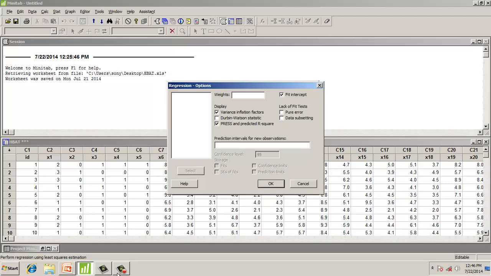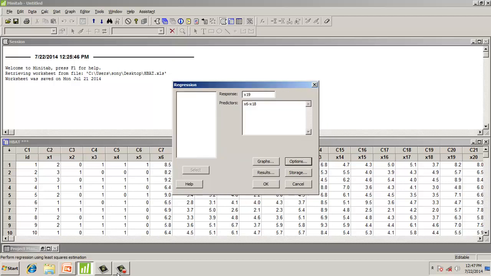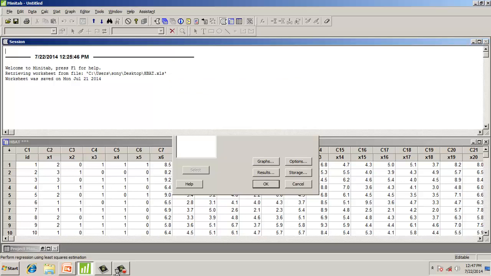for multicollinearity studies. And another important concept in this option is the lack of fit test, which is one of the important tests for judging the efficacy of the model. So we check in the pure error and also the data subsetting. Yes, the model is working.